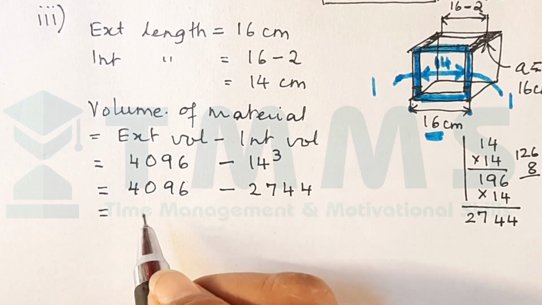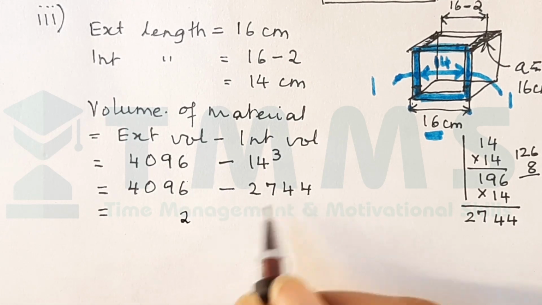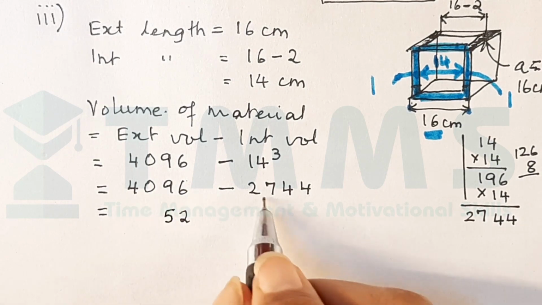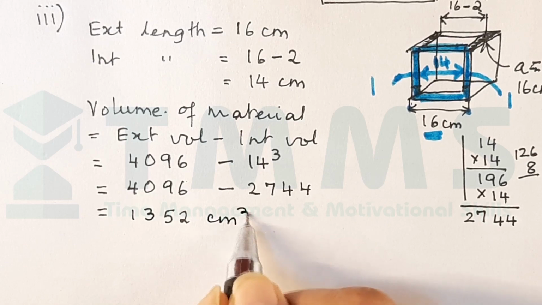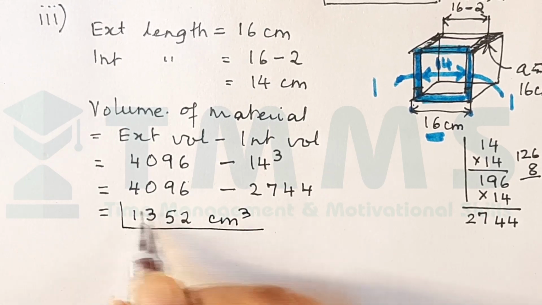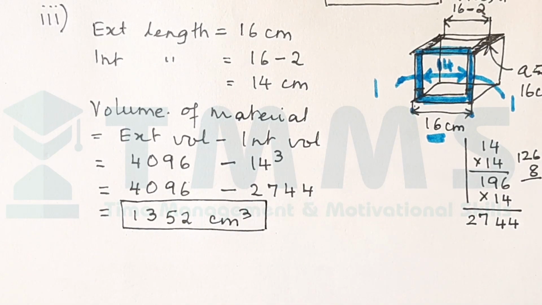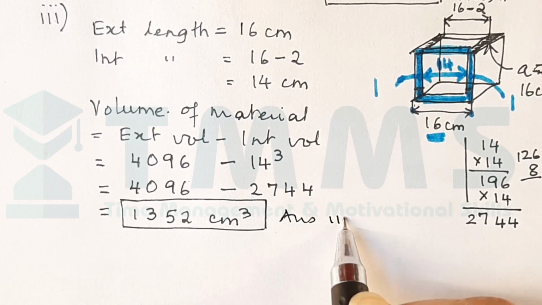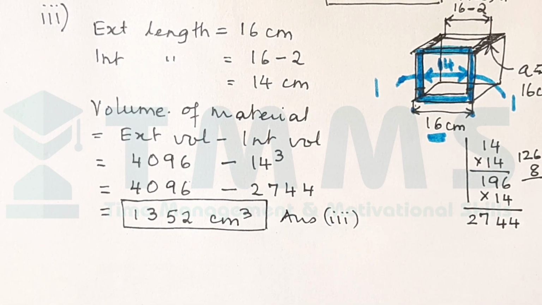So we write 4096 minus 2744. So we subtract and we get 6 minus 4, that is 2. 9 minus 4 is 5. Then we have 40 minus 27, that will be 13. And so we have 1352 centimeter cube as the volume of the material. And that is our answer 3. How was that? Was it okay? Are we understanding it?